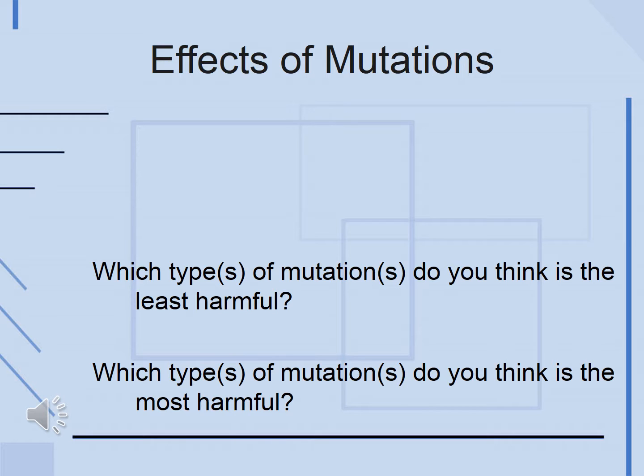Okay, so at the bottom, which type of mutation do you think is the least harmful? Well, I hope you got this, it is a substitution. And which type of mutation do you think is the most harmful? As far as point mutations, we've got deletions and insertions leading the pack. Sometimes substitutions are also bad, but not nearly as often, because they do not cause a frame shift. Substitutions do not shift the frame of the ribosome reading. So substitutions tend to be less harmful, whereas deletions and insertions 100% of the time wind up being harmful.